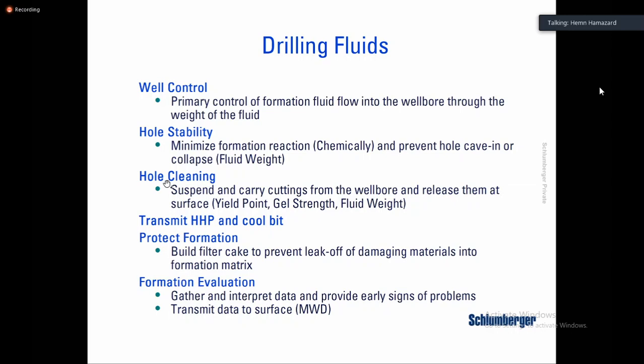Another function of the drilling fluids, I'm pretty sure you've studied all this, especially the students who are grade 3 and above, is hole cleaning. While you are drilling any hole, you are basically creating a lot of cuttings, right? You're crushing the rock, or if you're using the PDC bit, you're grinding the rocks. So what happens to these crushed or ground rocks or particles? The mud is responsible for carrying them and bringing them back to surface. And also it transmits the horsepower and cools the bit.